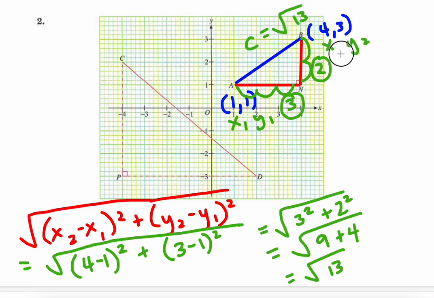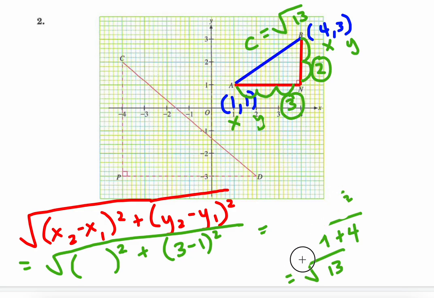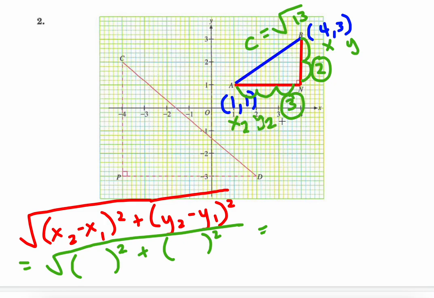And as promised, we're going to do it again, but we're going to show you that you're going to get the same answer even if you were to switch these guys around. So instead of calling the first one x1 and y1, we will call it x2 and y2. So we're just going to switch them around. Use the same formula. You should get the same answer of square root of 13.